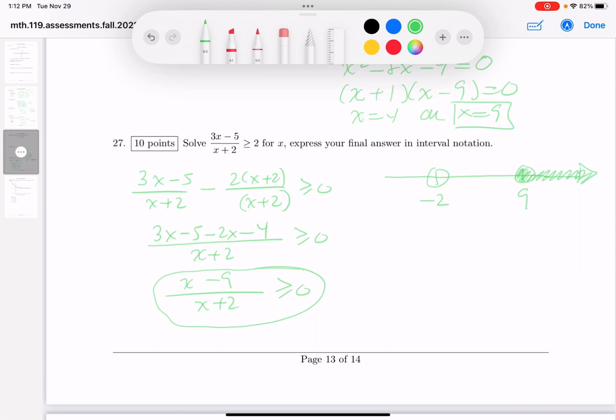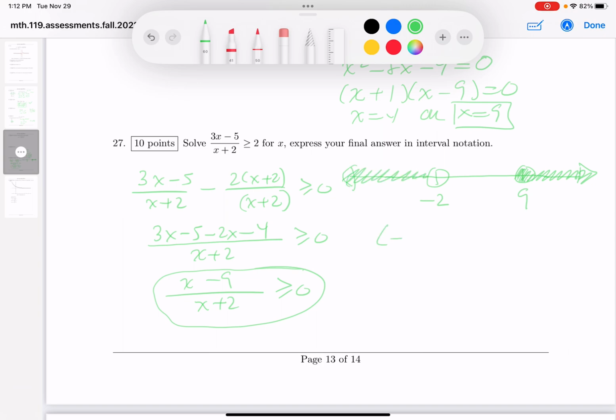If I took a number like 0, which is between -2 and 9, and plugged it in now, I'd get a negative number, and that's not greater than 0. If I took a number below -2, like -3, and plugged it in, I would get negative 5 by negative, which is a positive, and that clearly satisfies that inequality.